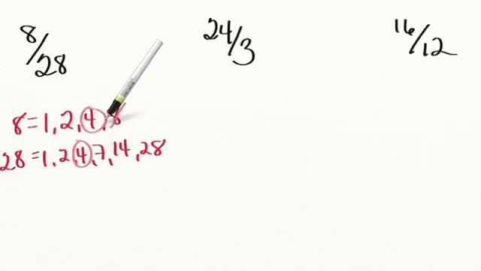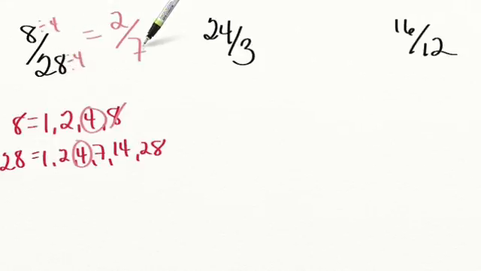So now we can move to step 2. Step 2, divide the numerator and the denominator by the greatest common factor. In this case, it was 4. 8 divided by 4 equals 2. 28 divided by 4 equals 7. So what we're saying is that 8/28, if we simplify it into its simplest form, will equal 2/7.